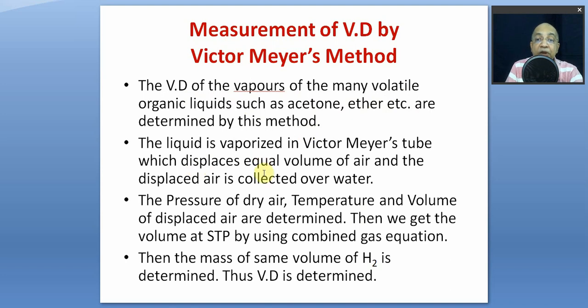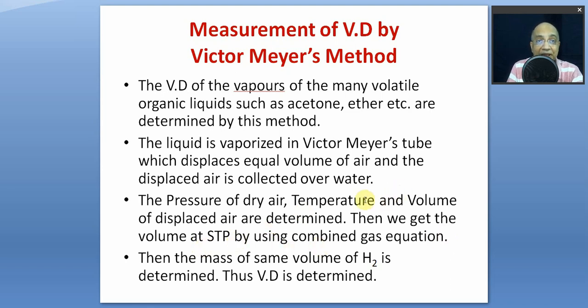The liquid is first vaporized in a special tube called Victor-Meyer's tube, which, being heavy, cannot itself go and will be collected. Rather, it displaces an equal volume of air from the Victor-Meyer's tube, and the displaced air is collected over water. The pressure of dry air, temperature and volume of the displaced air are determined.